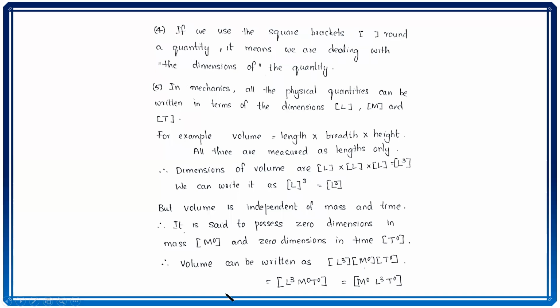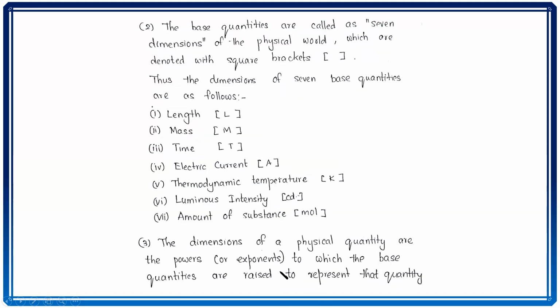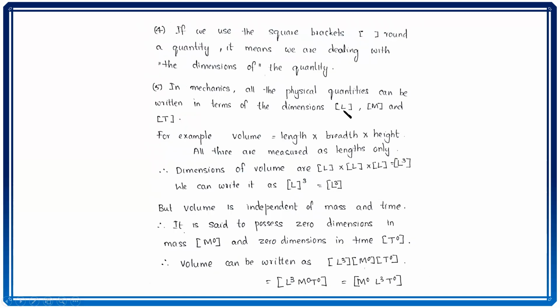Now, the dimensions of a physical quantity are the powers to which the base quantities are raised to represent that quantity. They are represented in square brackets around the quantity. It means we are dealing with the dimensions of the quantity. So what we are doing here is representing them within square brackets like this, which means we are dealing with the dimensions of the quantity.